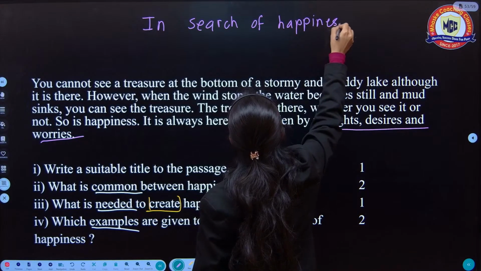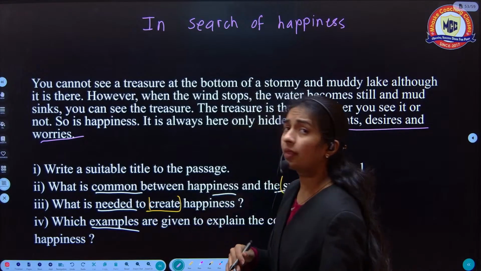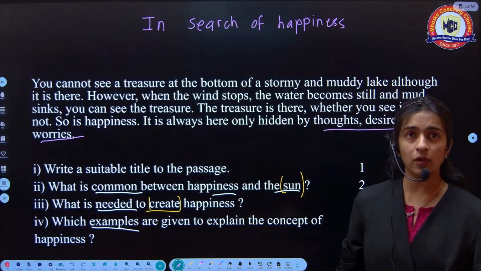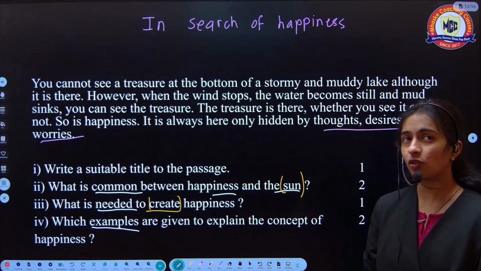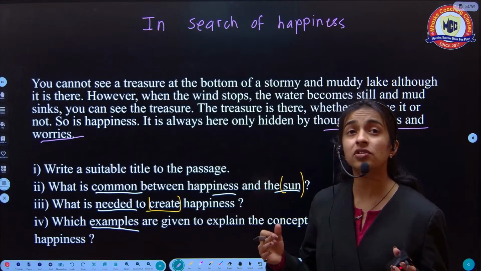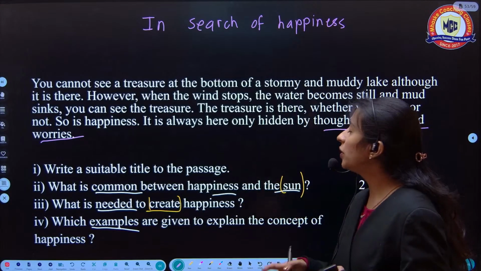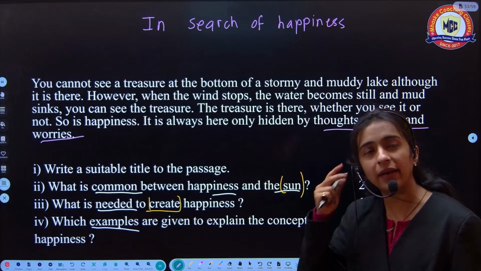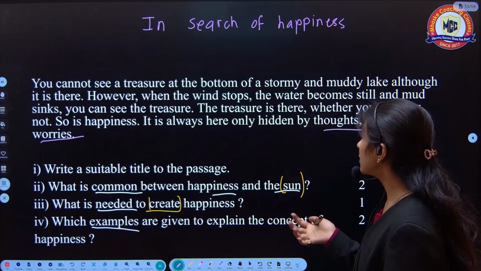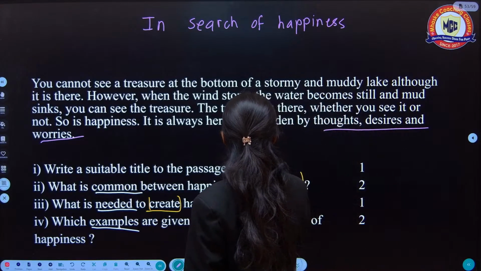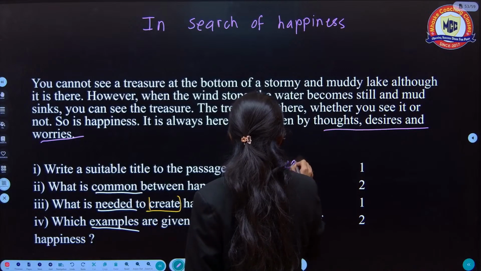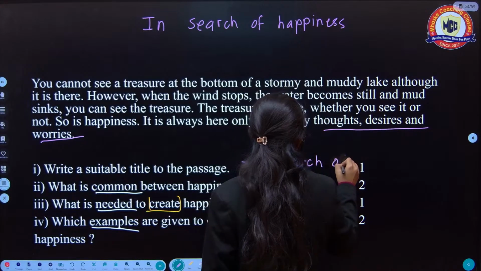Can be the title. You can also give n number of titles, whatever you think of. So I'm thinking that the person is in search of happiness, but the happiness is all within you. No one can make you happy. That's what the paragraph wanted to say, and that is the reason I've given the title, In Search of Happiness.